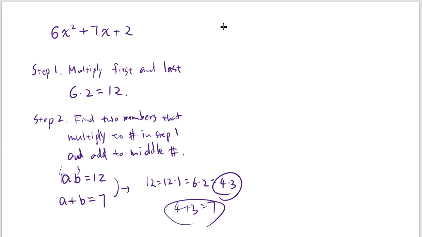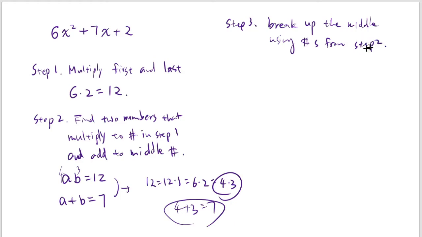Okay. And then step 3, what you do is break up the middle using numbers from step 2. So by that I mean 6x squared plus 7x plus 2 is now written as 6x squared plus 4x plus 3x plus 2. And as you can see, 7 is 4 plus 3, right? So indeed these two are still the same.